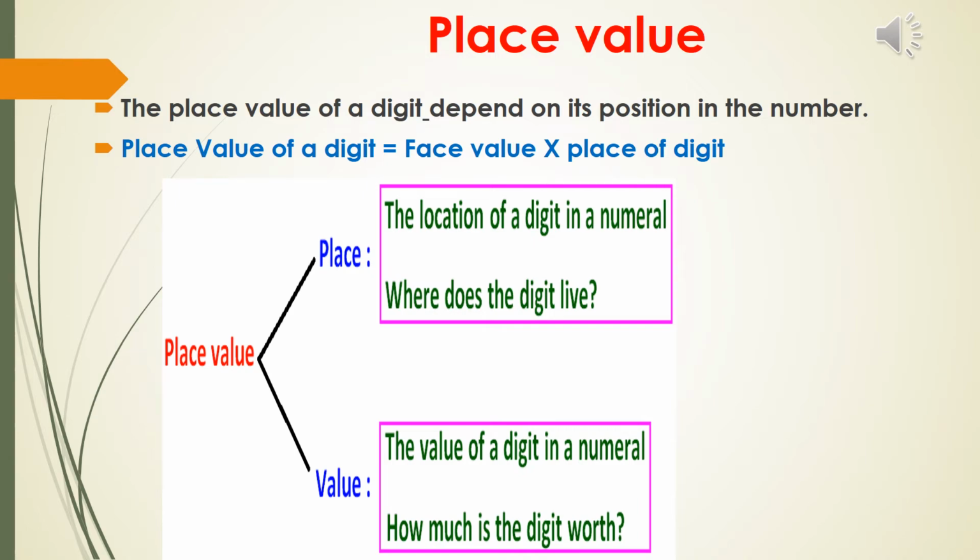The value of a digit, depending on its position in the number, is called its place value. We can find the place value of a digit by multiplying its face value and the place of the digit. A place value contains the place, that means the location of the digit, and the value of that place.